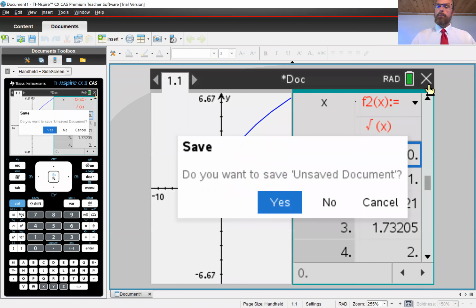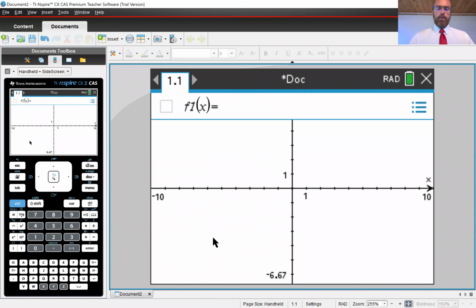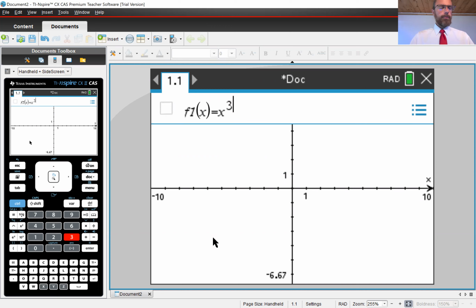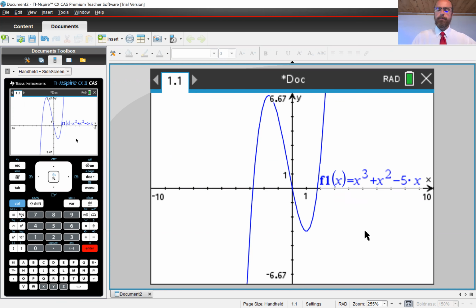So we'll create a new graph screen, and we'll input our first function there, the cubic one. So x cubed plus x squared minus 5x. Go ahead and click enter there. So that's got that very classic cubic function shape. Definitely the left arm is headed towards negative infinity. The right arm's headed towards positive infinity.